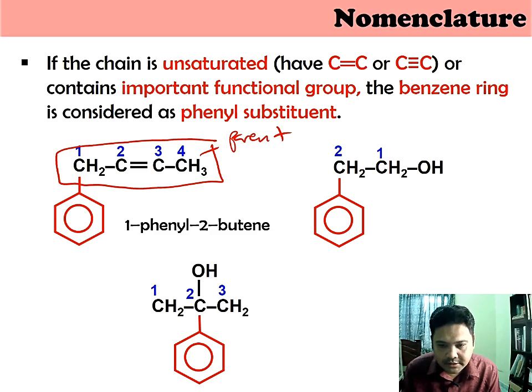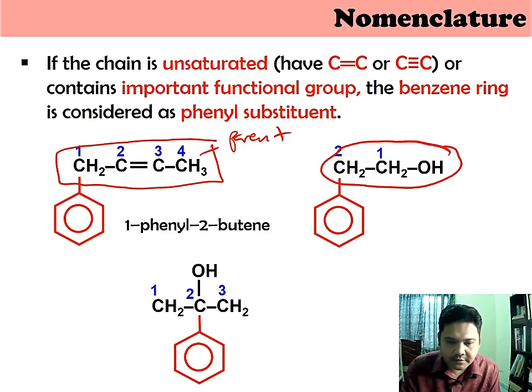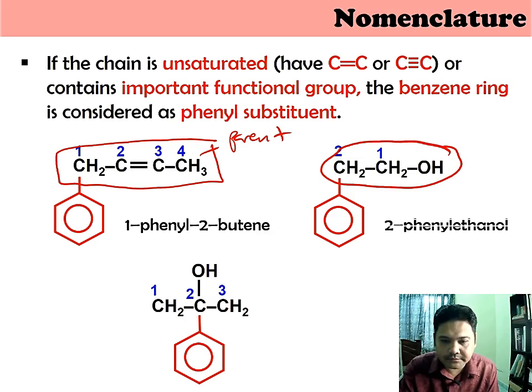Same as this one. This one is important. How do we know what is important? Please refer back to the priority table. This one is an alcohol group. So in this case, benzene will act as a phenyl. So this one is 2-phenyl ethanol, same as the third one.